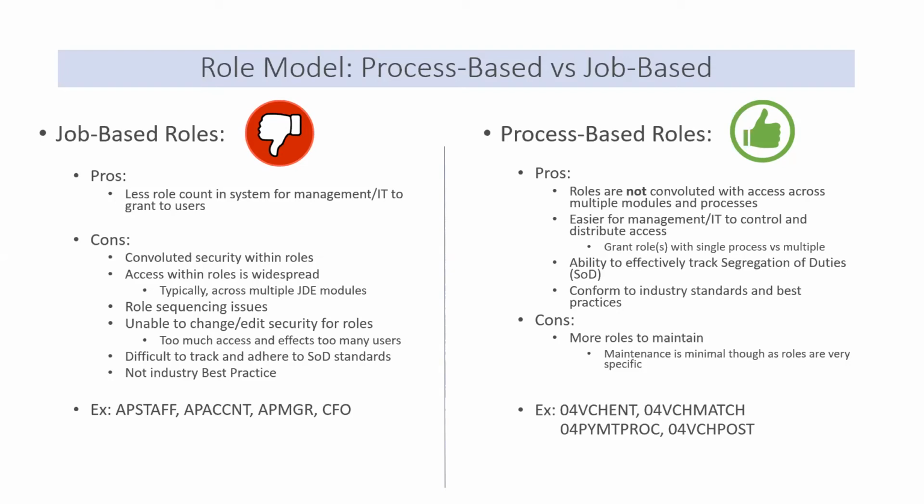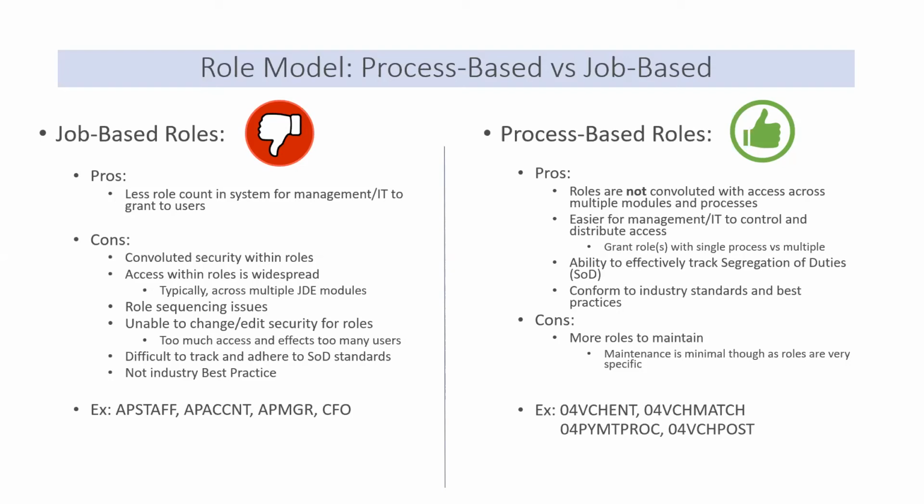Role sequencing issues are highly present in job-based role models in systems that I've seen across the board, whether they've had a fairly good structure of job-based roles where they weren't too convoluted, they still have sequencing issues because they're granting too much access or denying too much access within the roles. And because of job-based roles, next bullet point, you're unable to change and edit security for the roles.